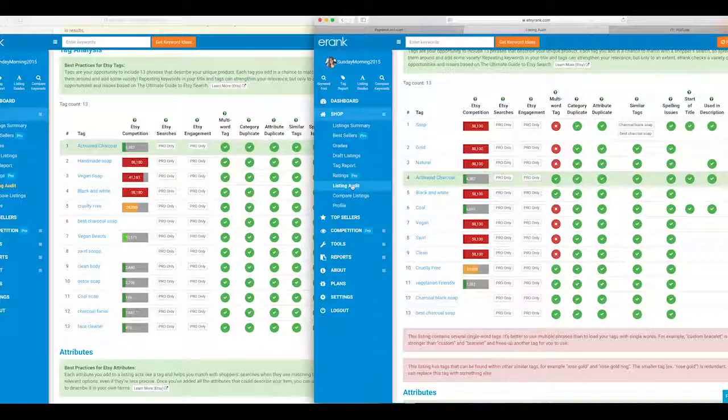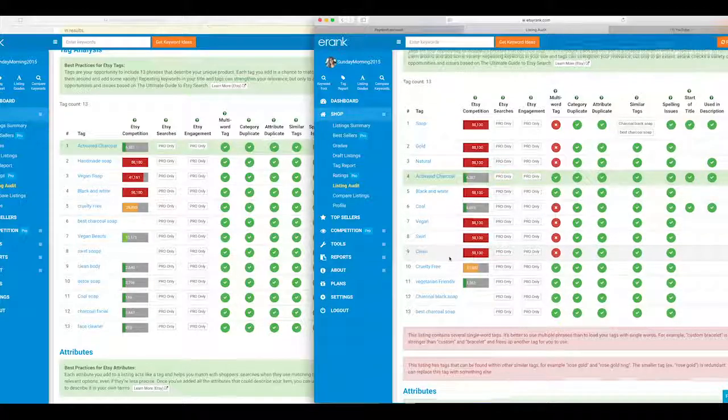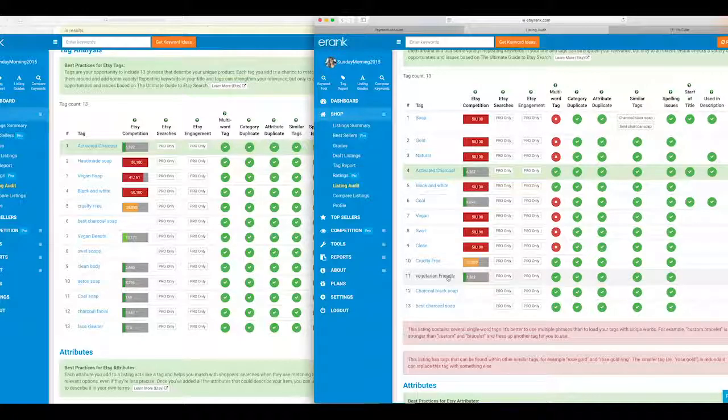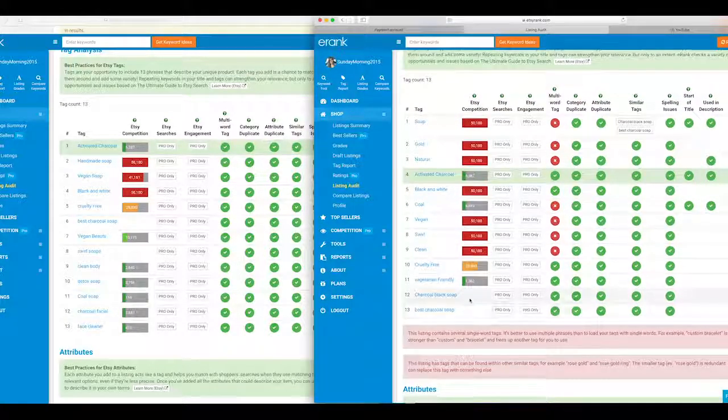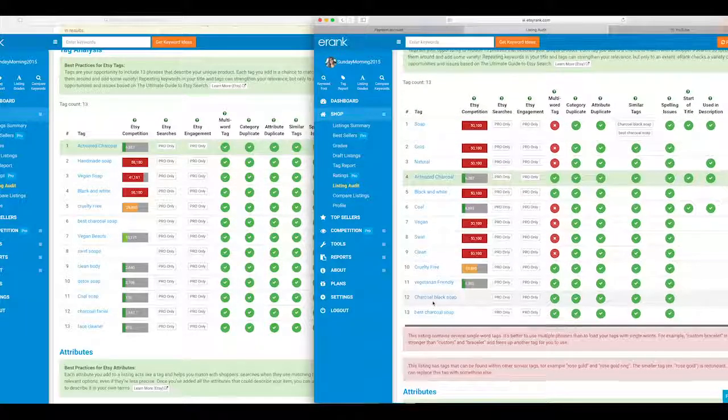And you can see I have a lot of, like this one was pretty bad, coal, it doesn't really say anything. I mean, it's got more listings versus coal soap. Let's see, the vegetarian friendly was okay. I was trying to get something besides vegan friendly. And then I have a bunch of words that don't rank, and I might change these out later, but to me this really describes what the product is.